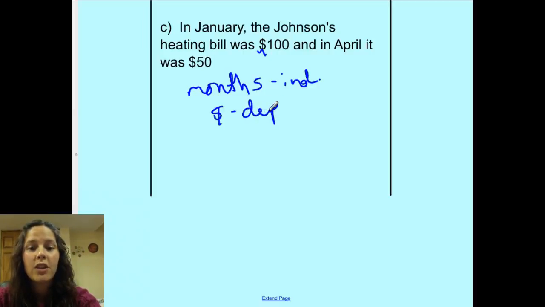Calculating our rate of change, setting up change in the dependent variable over change in the independent variable. Our dependent variable, our money, went from 100 down to 50. So it was a decrease of $50 as the time went from January to April, up 4 months.